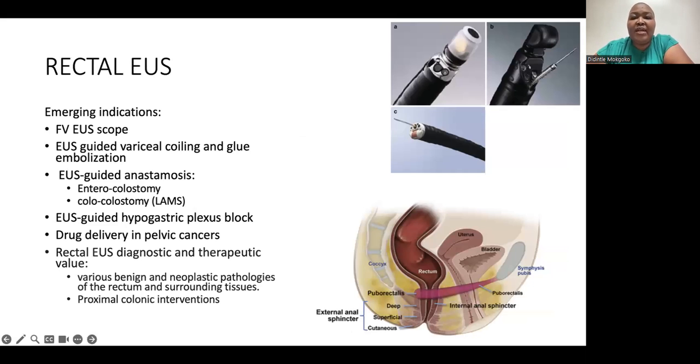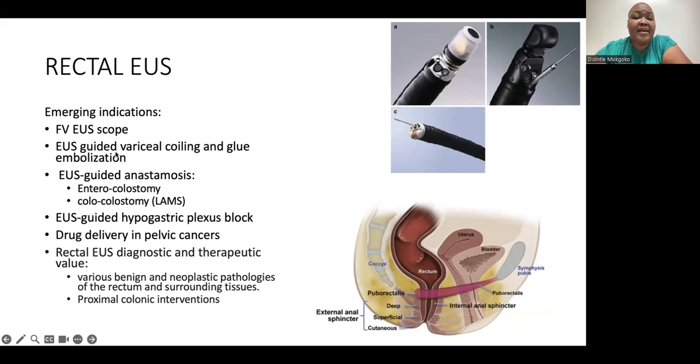So in terms of emerging indications, I've mentioned the forward viewing echo endoscope. That's sort of the most exciting, and that will open up the rest of the colon, or the rest of the lower GI tract, to EUS guided interventions, diagnostics, and active interventions.